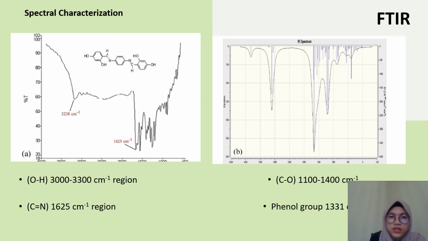This is the spectral characterization. In this review, we use the FTIR method. OH is present at the 3000 to 3300 cm-1 region. And then C=N appears at 1625 cm-1. For carbonyl C-O, it appears at 1100 to 1400 cm-1. And the phenol group appears at 1331 cm-1.